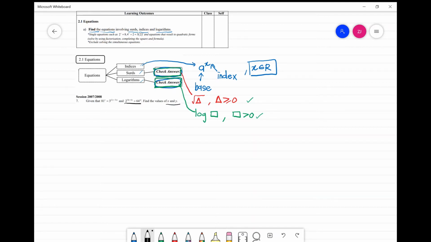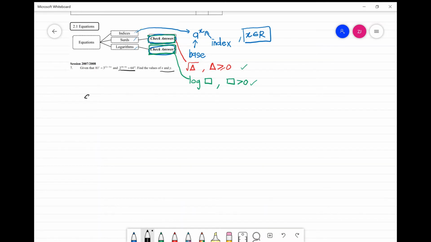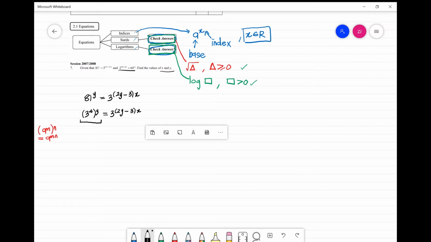So we take out the information given. We have 81 to the power of y equals 3 to the power of 2y minus 3 times x. Because we know that 81 is 3 to the power of 4, we rewrite 81 as 3 to the power of 4, and the right hand side we just copy back. Now how to simplify this? We are going to use one index law: if you have a to the power of m to the power of n, we multiply the powers, so we have a to the power of m times n. So we will have 3 to the power of 4y equals 3 to the power of 2xy minus 3x.